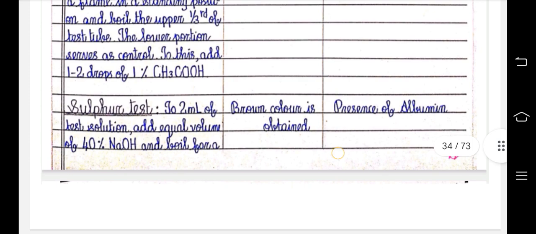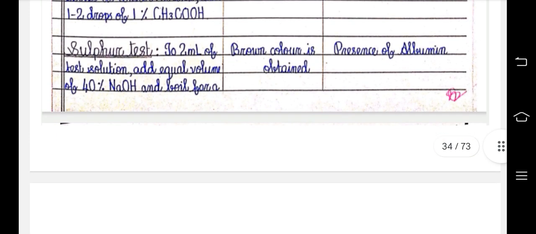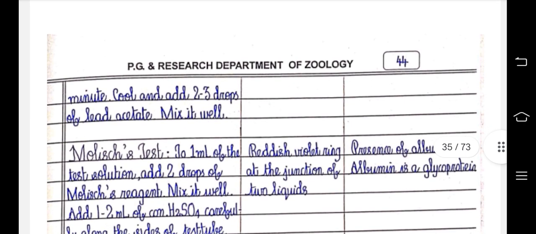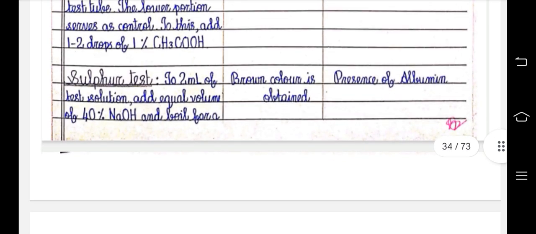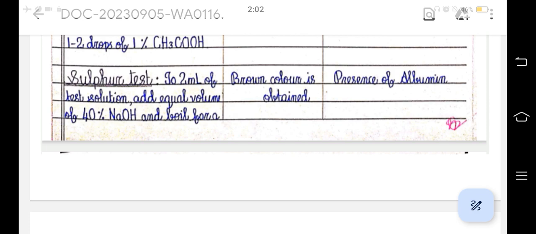Add equal volume of 40% NaOH into this solution and then boil. Later add lead acetate. A brown color is formed. Presence of albumin.